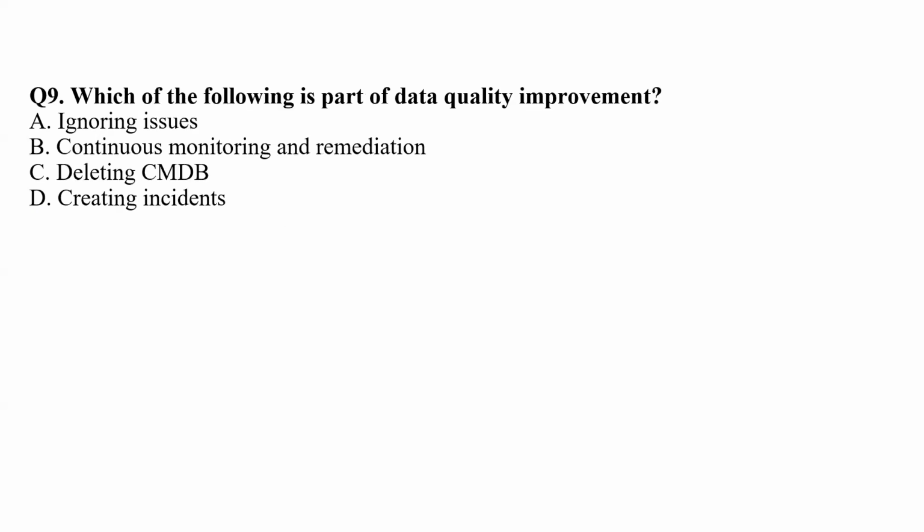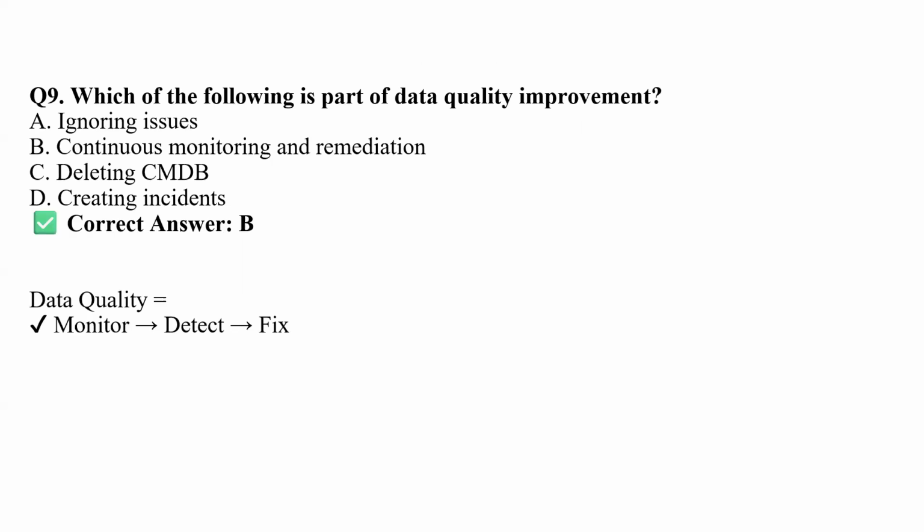Next one, which of the following is a part of data quality improvement? Option A, ignoring issues. Option B, continuous monitoring and remediation. Option C, deleting CMDB. Option D, creating incidents. The correct answer is option B, continuous monitoring and remediation.